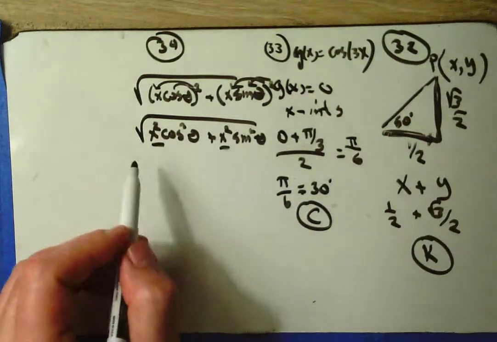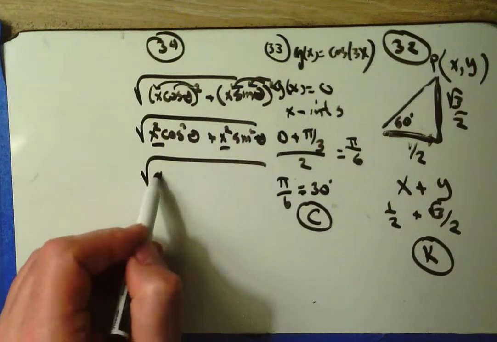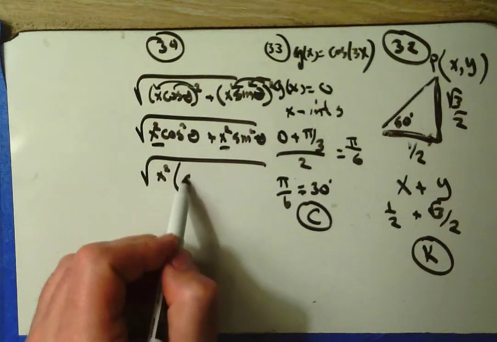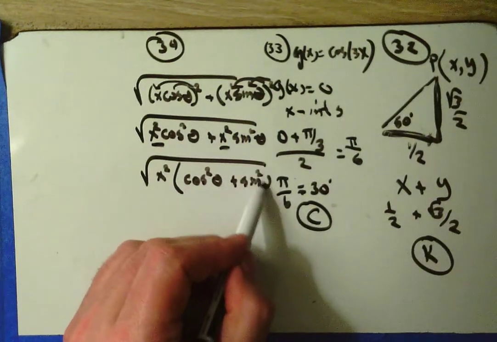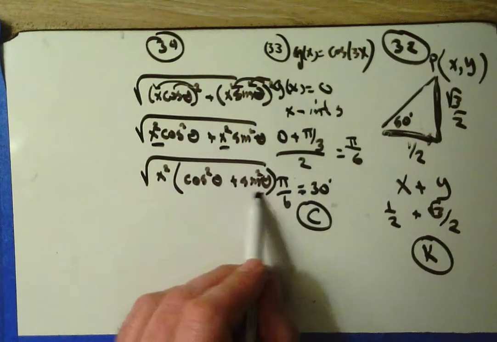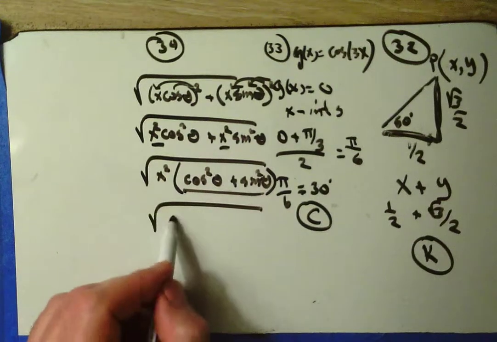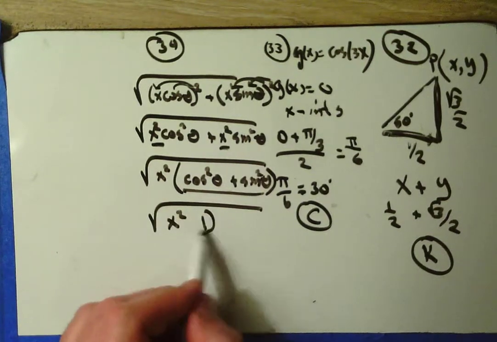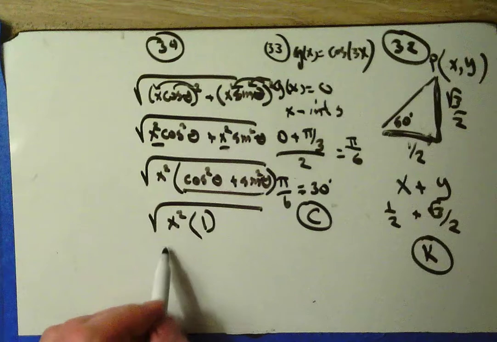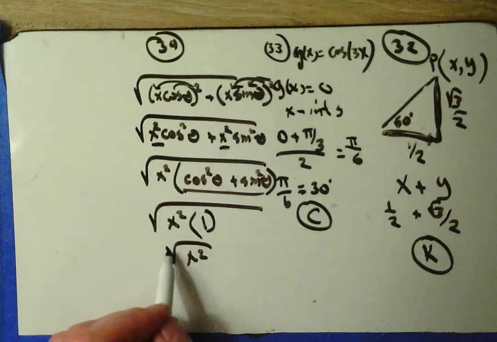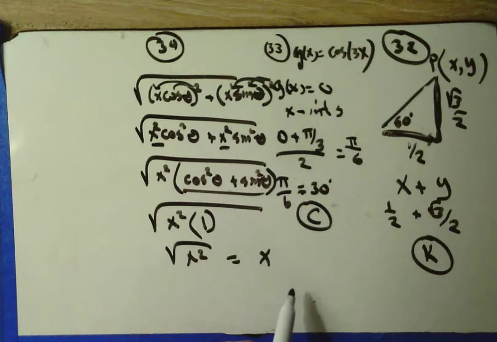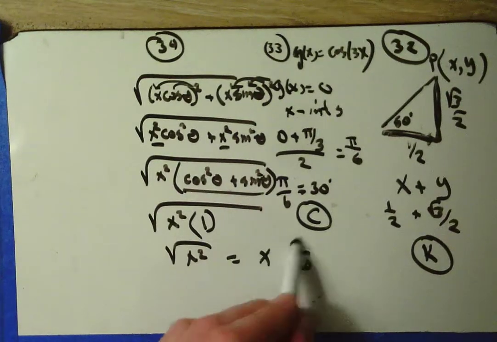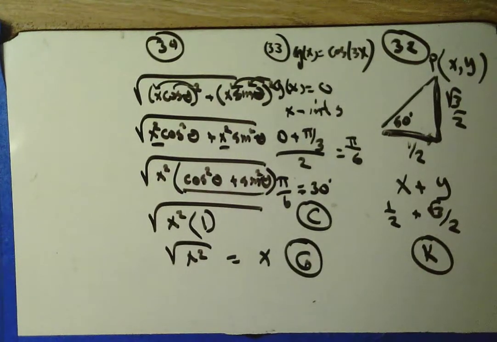Now I notice I have an x squared in each of these terms, so I'm going to factor out that x squared, leaving me cosine squared theta plus sine squared theta. Cosine squared plus sine squared is one of our Pythagorean identities. That's 1. 1 times x squared is x squared. Under that square root, x squared is x. And so choice G is my answer for 34.